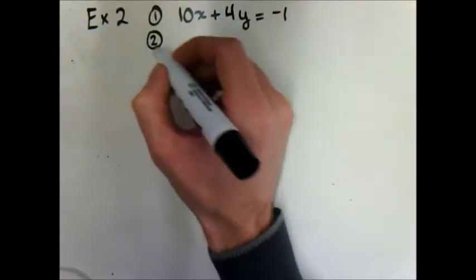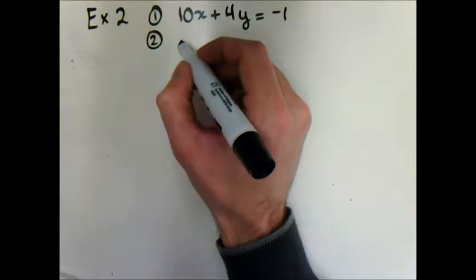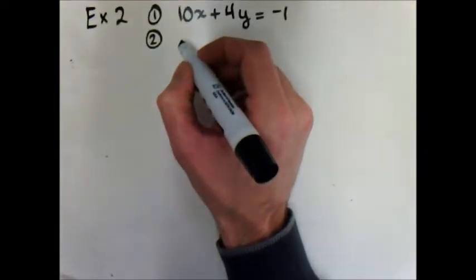Is this like all the same math, but just different ways to kind of do it? So far we've just done substitution and now elimination.